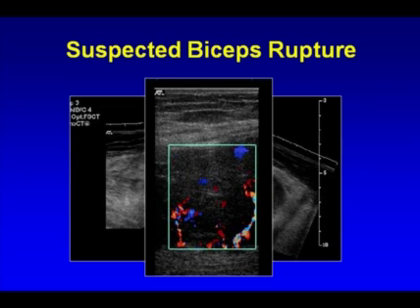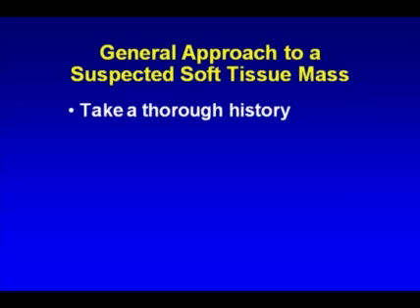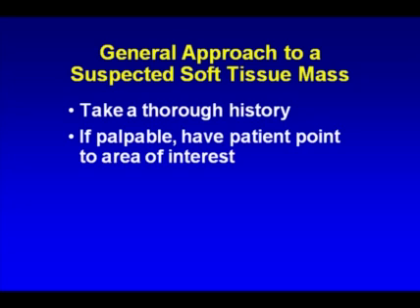So anybody who is performing musculoskeletal ultrasound needs to be aware that not just traumatic pathologies, but sometimes tumors may occur in their patient, and that they need to have a framework by which to evaluate palpable soft tissue masses. The general approach to a suspected soft tissue mass is first to take a thorough history, because often the history will dictate what type of pathology you're expecting to see.